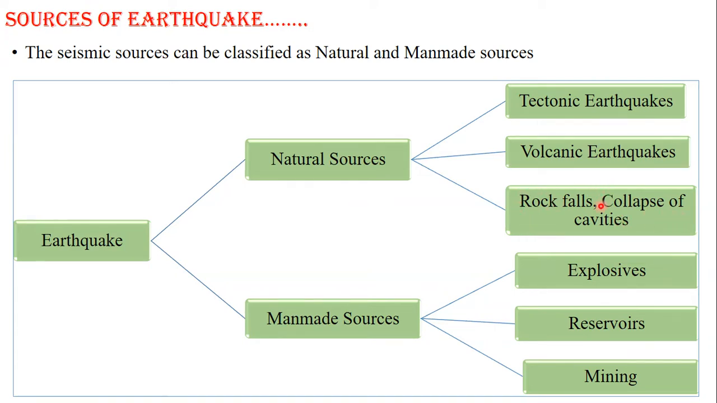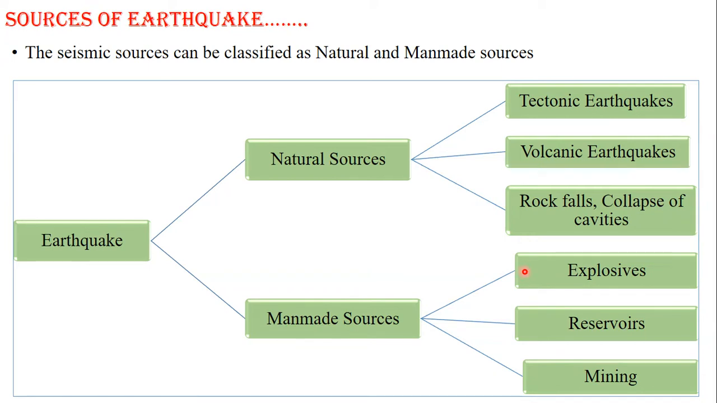When there is a rock falling or a collapse of cavities in the interior of the earth, it results in disturbance in the equilibrium of the interior of the earth, and thus it results in earthquake. So natural sources may be tectonic movement of plates, volcanic eruptions and rock falls or collapse of cavities. While the man-made sources are three.